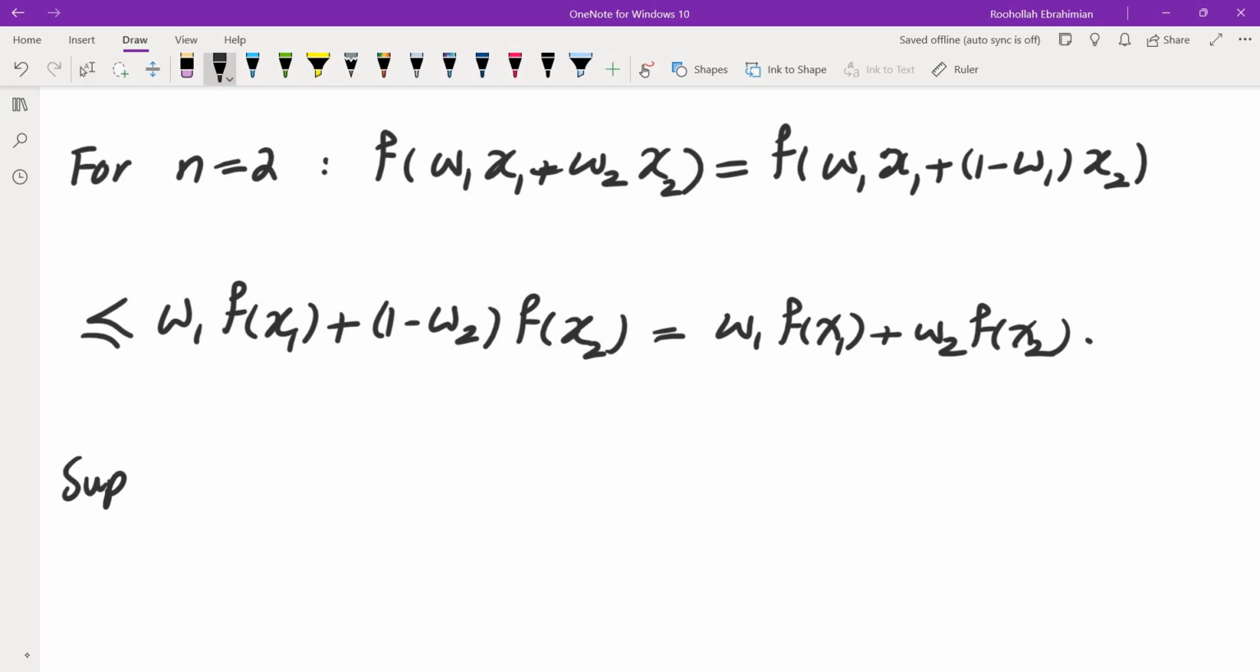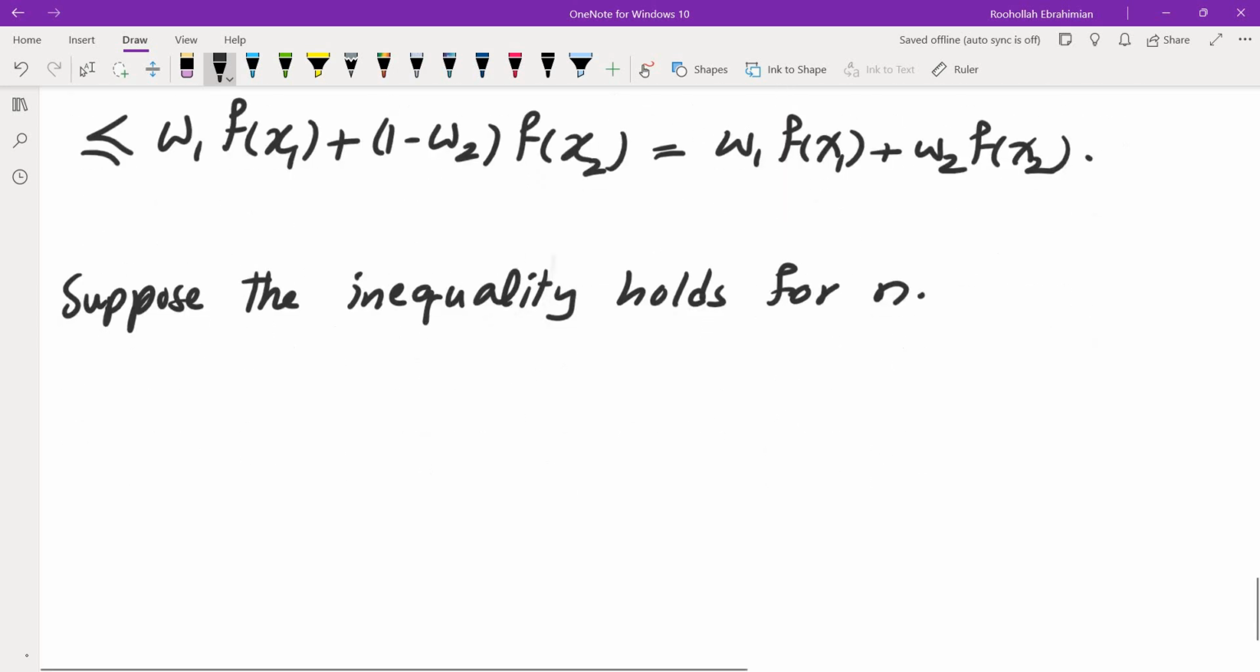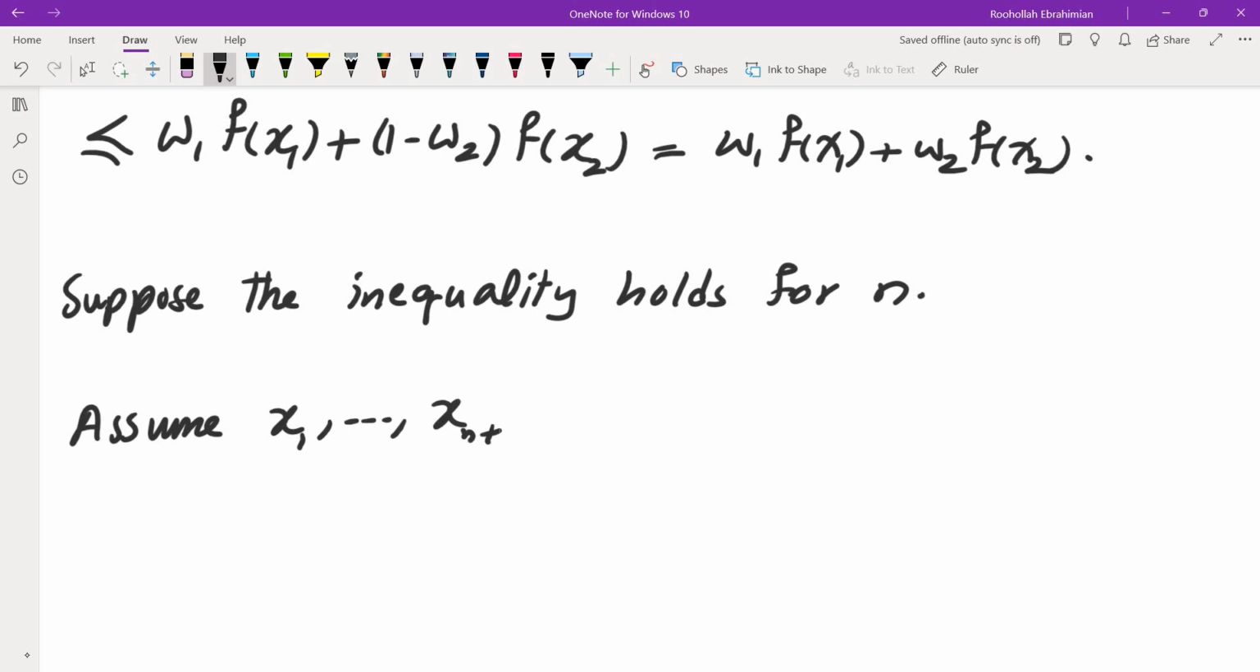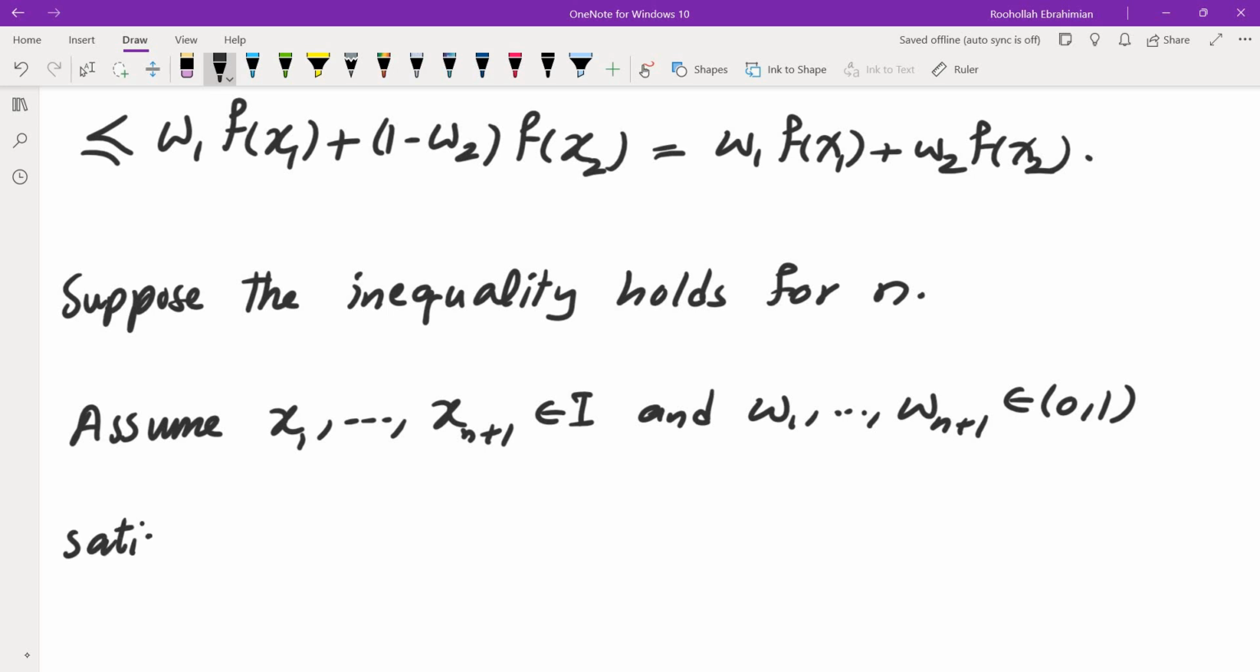Now suppose the inequality holds for n. Let's assume that we have n plus 1 numbers in I and n plus 1 weights. So assume x1 through xn+1 are in I and w1 through wn+1 are between 0 and 1, and they satisfy the sum of wj equals 1, j equals 1 to n plus 1.